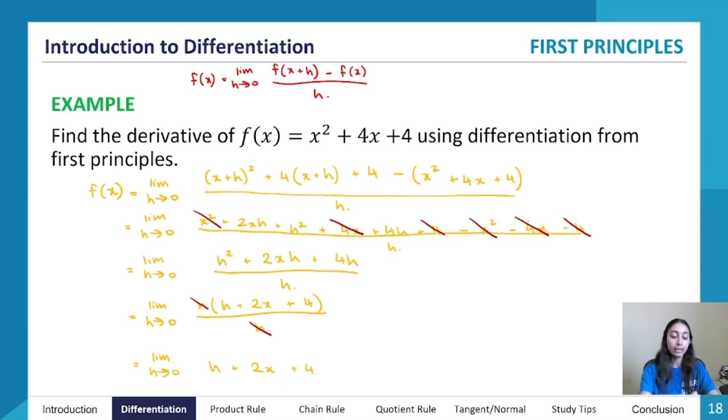But now I don't have the problem with the limit as h approaches zero, because if I make h equal to zero, nothing's going to explode. My function won't be undefined anymore because I don't have h in my denominator. So let's just make it equal to 2x plus 4, because I can get h to equal zero. So my final answer is therefore f dash of x is equal to 2x plus 4. Okay, hopefully this process made sense.